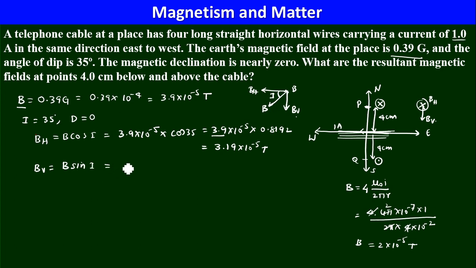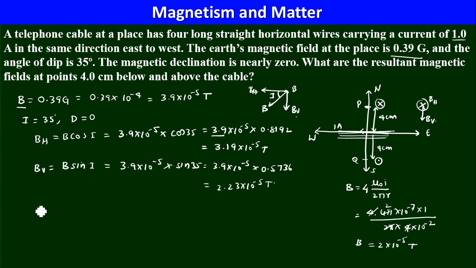What is B here? B is nothing but 3.9 into 10 power minus 5 again, and sin 35 will be 0.5736. Okay, so now if you just multiply these two things, you'll get 2.23 into 10 power minus 5 Tesla. All right, so these are the horizontal and vertical magnetic fields.